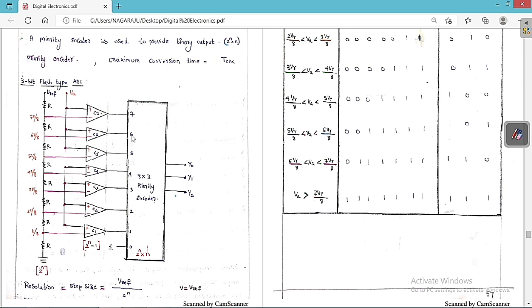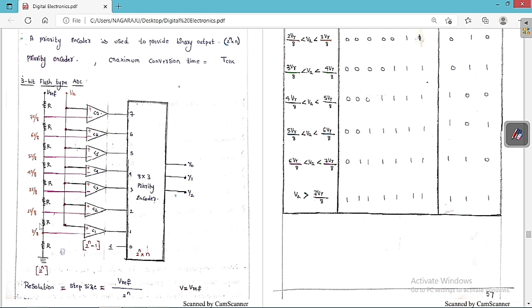So you can see clearly from this picture. This is a 3-bit flash type ADC diagram. I already told you here we are going to use 8 resistors to provide the reference voltage. So 1, 2, 3, 4, 5, 6, 7, 8. So 8 resistors we are going to keep here. All are equal resistors of R, so the voltage drop across each one is the same. Each has a voltage drop of V by 8. So this is V by 8.